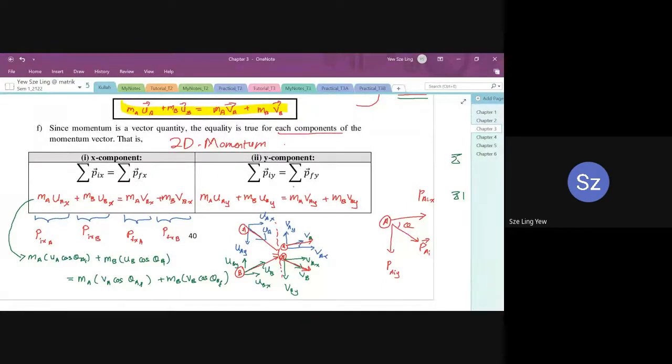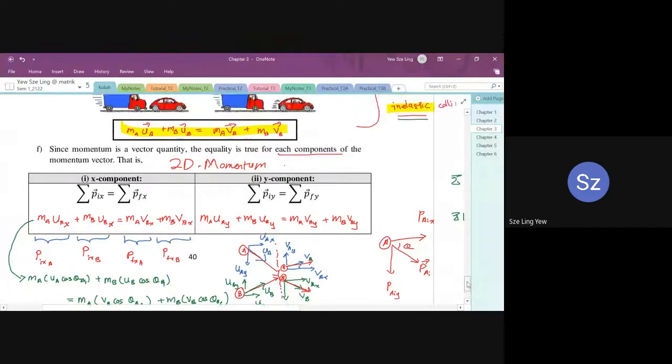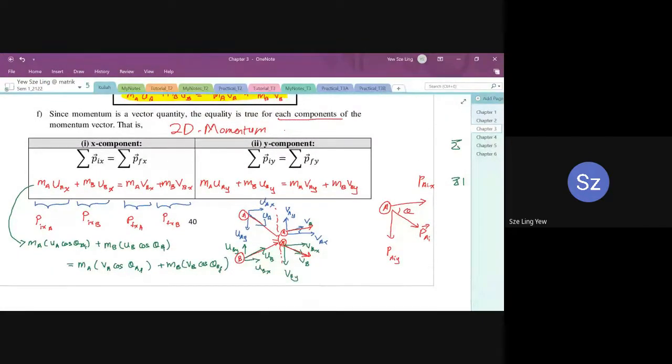All right, so today I just showed you what the equations to be used are, and how to use all these equations. Okay, you will learn how to use them in your tutorial class. All right, so far, any question?